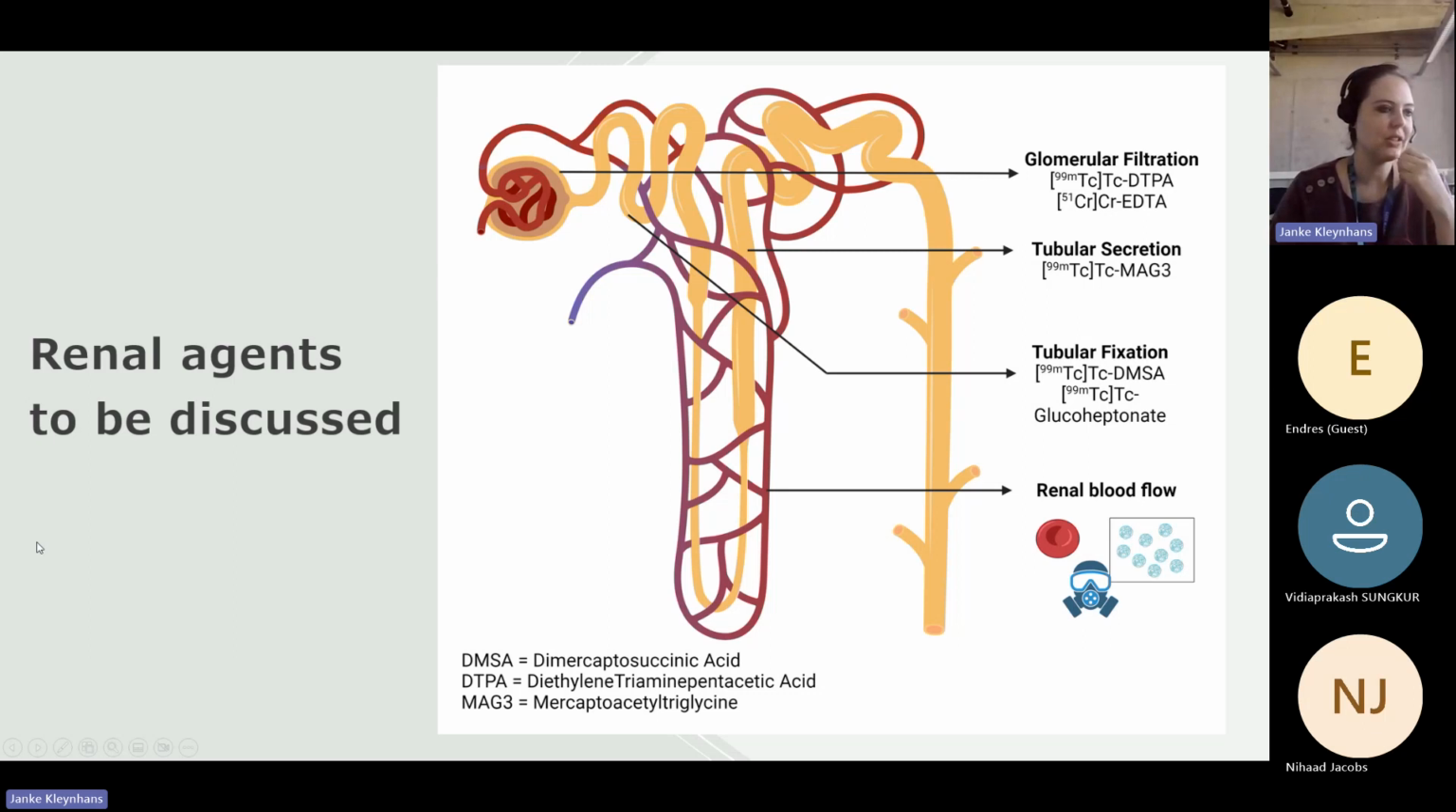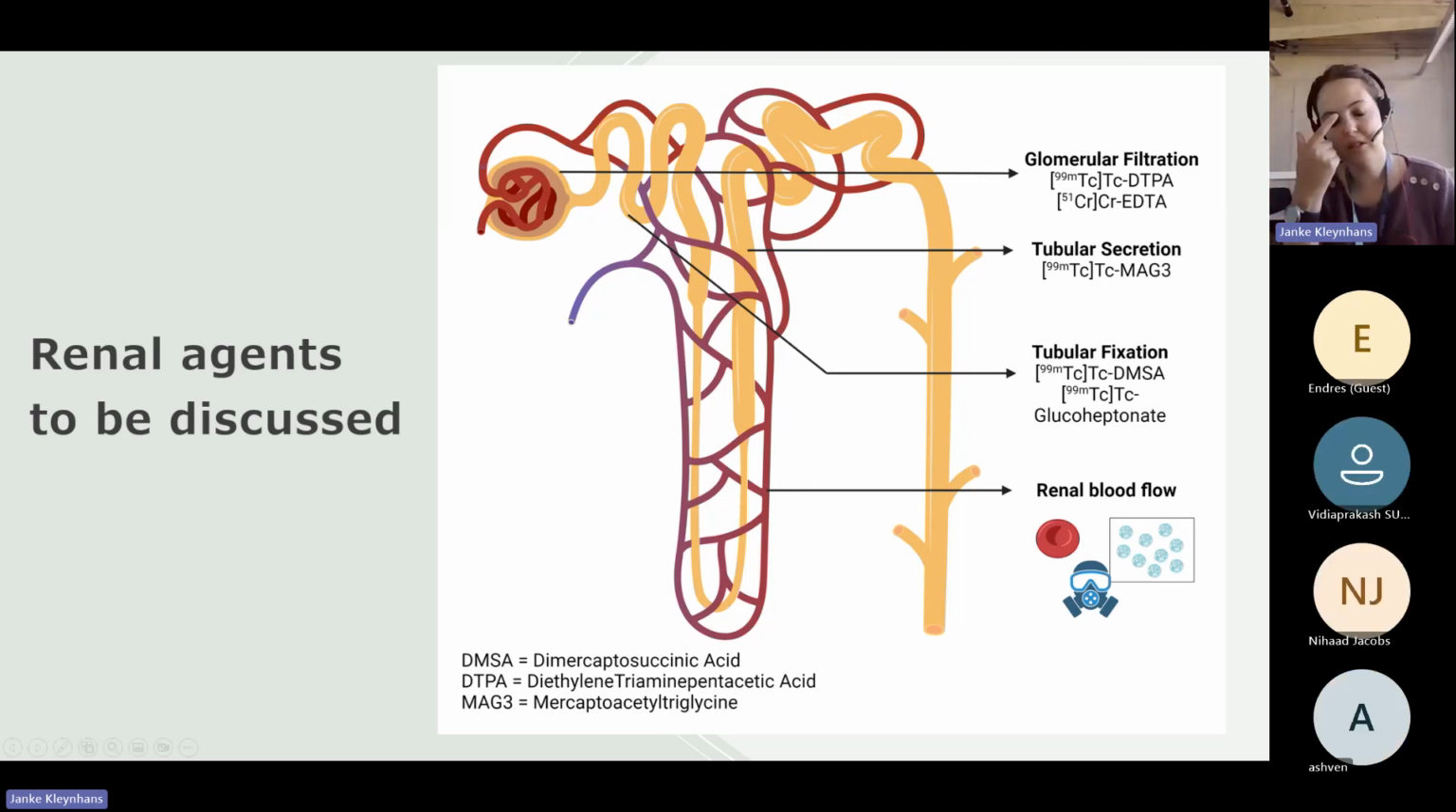We will discuss GFR agents, tubular secretion agents, and tubular fixation agents, not really focusing on renal blood flow. The reference from which I got this actually went quite extensively into renal blood flow measurements with particles, labeled red blood cells, and radioactive gases, but it's not really clinical practice, so I didn't think it would be of value to go too much into renal blood flow agents.